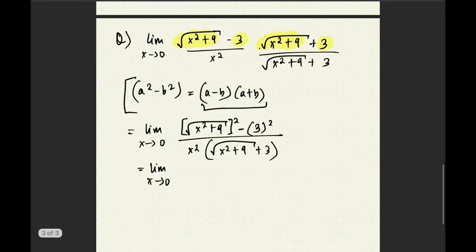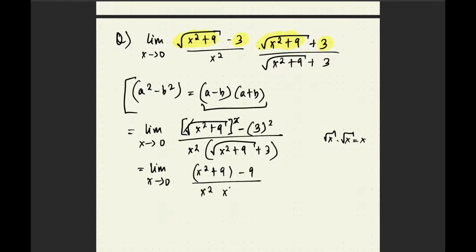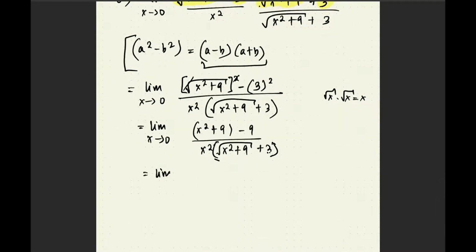So this is the limit as x approaches 0. Squaring the square root basically gets rid of the square root, right? Because the square root of x multiplied by the square root of x is simply just x. So this gets rid of the square root over here. So this becomes x squared plus 9 minus 9 over x squared multiplied by under root x squared plus 9 plus 3. At the top over here, the plus 9 and minus 9 will cancel out. So you're just going to have x squared divided by x squared multiplied by under root x squared plus 9 plus 3. Now we can cancel the x squared and x squared.